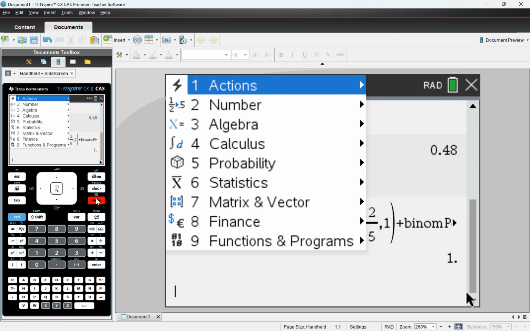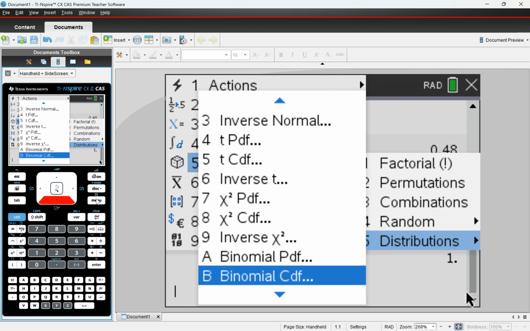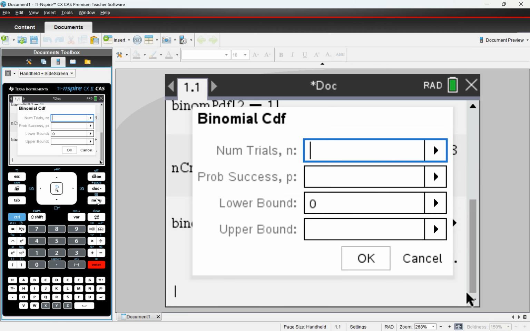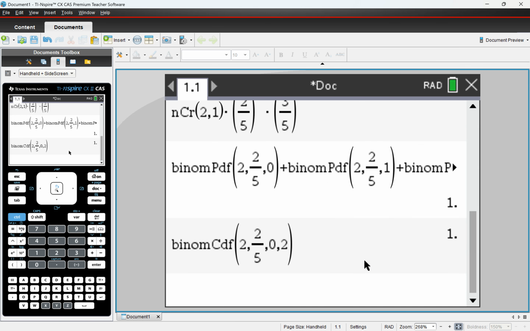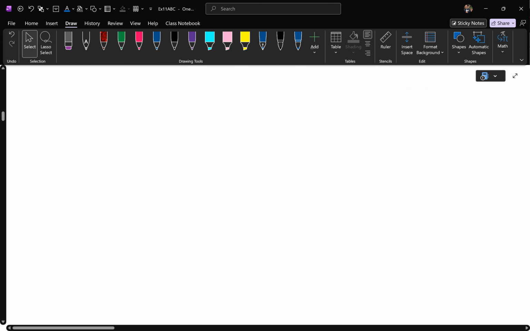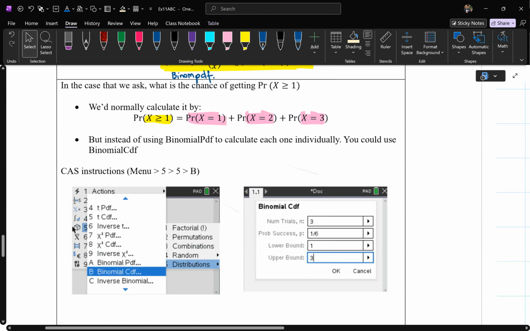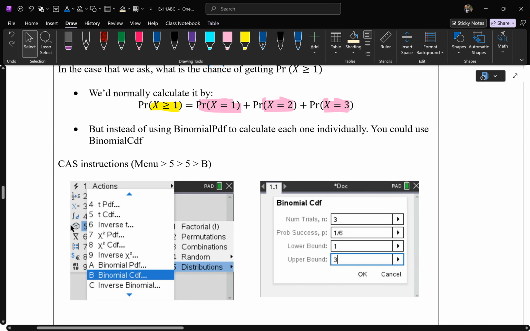Go to menu, probability, distribution, CDF. So number trial is still the same. You got 2, probability of getting a white coin, 2 fifths. And then now we can say from 0 to 2. So then it will do PDF for 0, PDF for 1, PDF for 2, and you'll get the same answer. And that's just quicker. Okay, so that's the difference. And I already wrote the notes in your sheet in case you wanted to try it. That's what the CDF means. CDF is cumulative. And that's what CDF does.